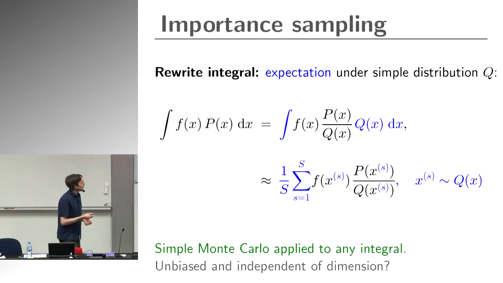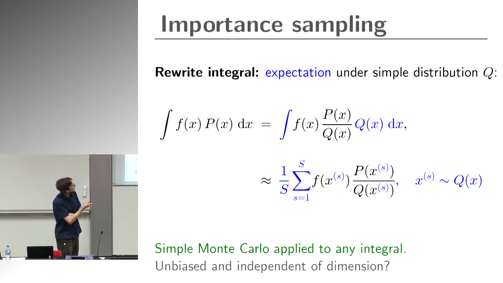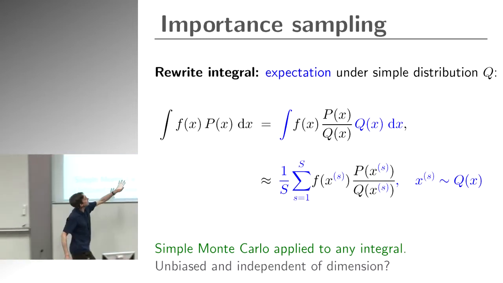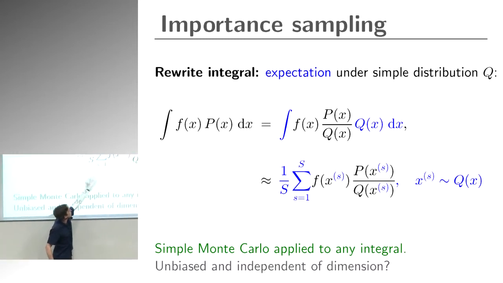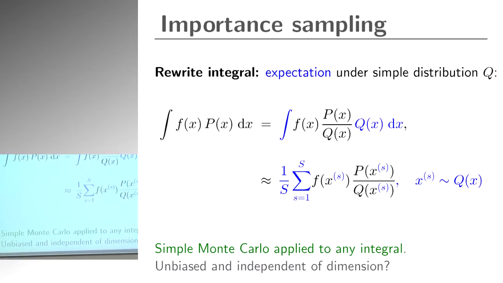There's a small caveat here which you might have noticed. If I sample from p here, the p disappears from what I need to compute. But because I'm sampling from q here, the p hasn't disappeared. So I'm going to have to compute p in order to compute this sum. And often the distribution we're interested in, we don't actually know all of it. We don't know the normalizing constant.